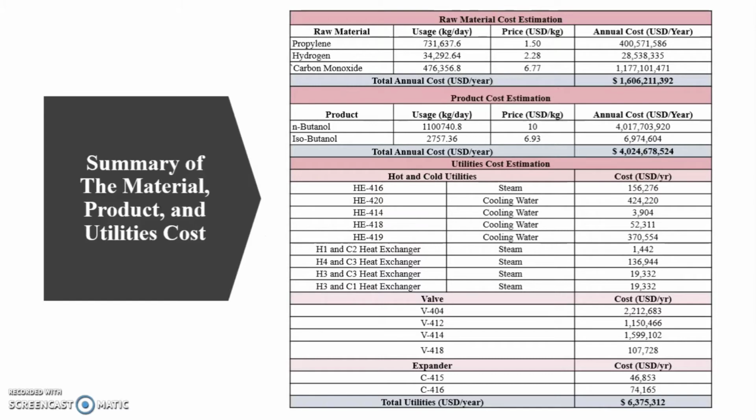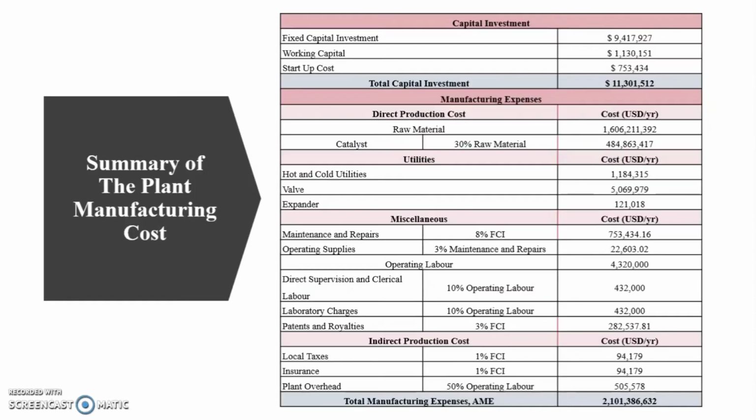The summary for the material, product and utilities cost: the total annual cost for raw material is 1.6 billion. The total annual cost for production is 4.0 billion. The utilities cost estimation consists of hot and cold utilities, bulk and also expander, which gives a total utilities cost of $6.3 million USD per year. The summary for plant manufacturing costs consists of direct production costs, utilities, miscellaneous, and indirect production costs, which gives a total manufacturing expenses of $2.1 billion per year.